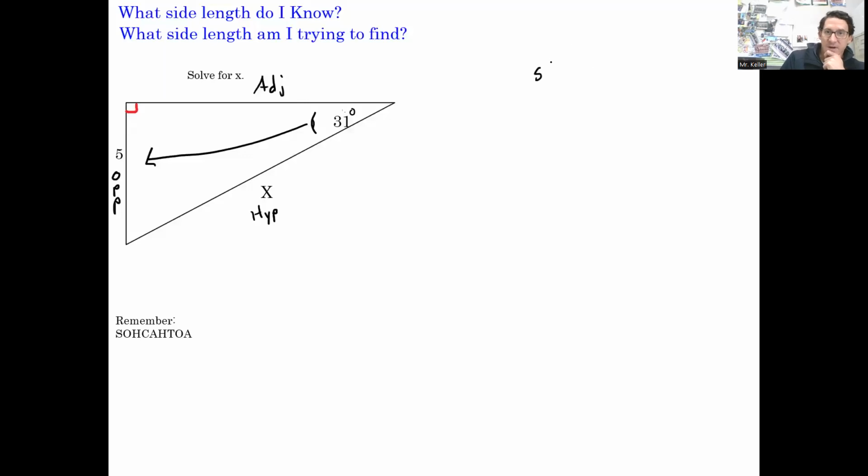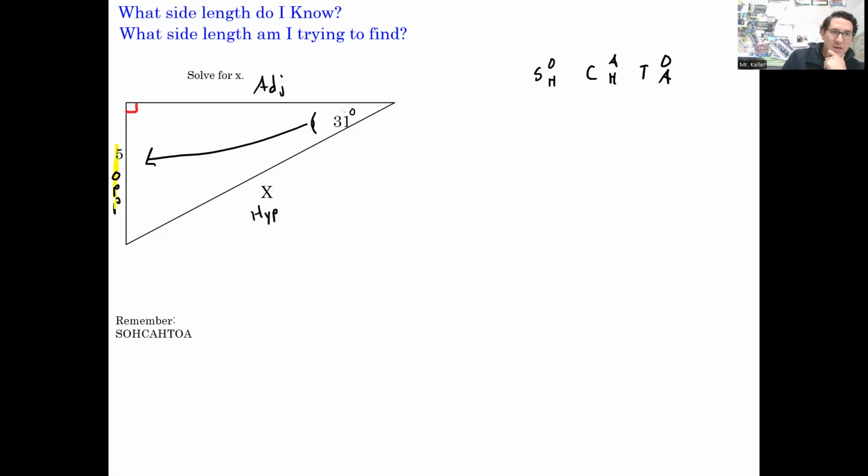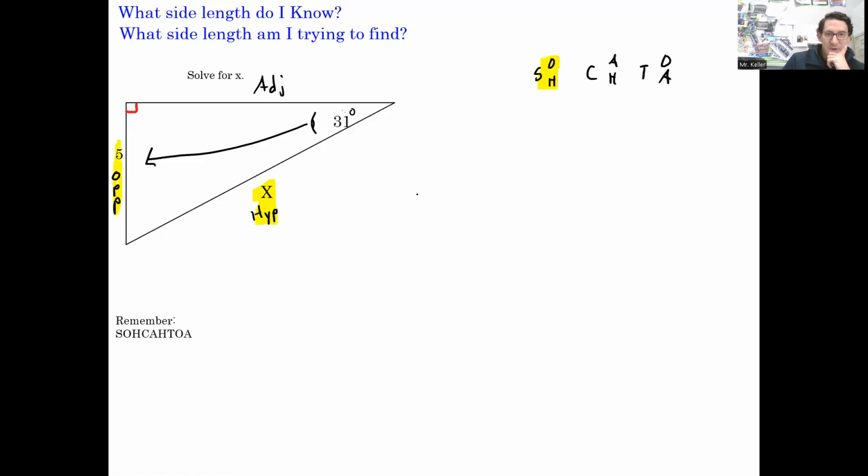So SOHCAHTOA, I'm going to write it again up here just because that's the way I like to do it. Think about what side length you know and what side length you are trying to find. The side length we know is the opposite. We are trying to find the hypotenuse. So which one of these is opposite and hypotenuse? That's sine again. So you're going to do sine of 31 is equal to the opposite 5 over the hypotenuse x.